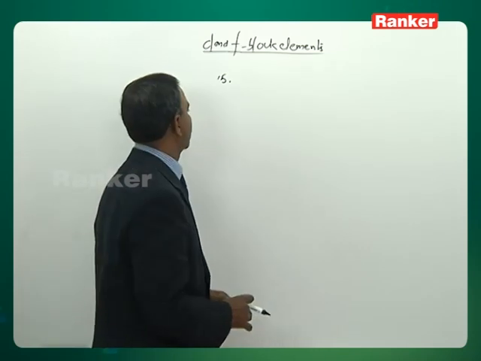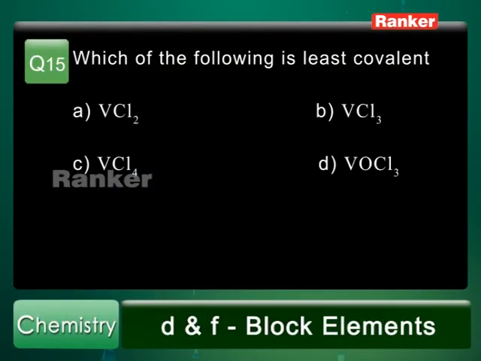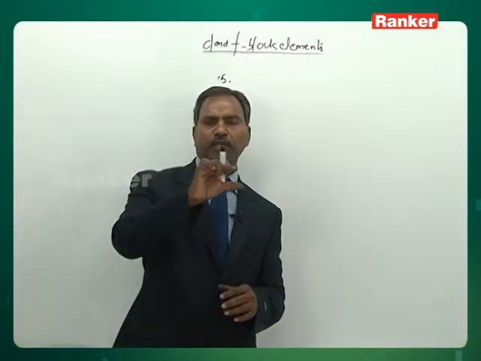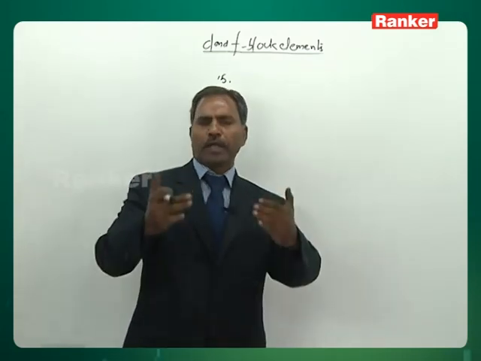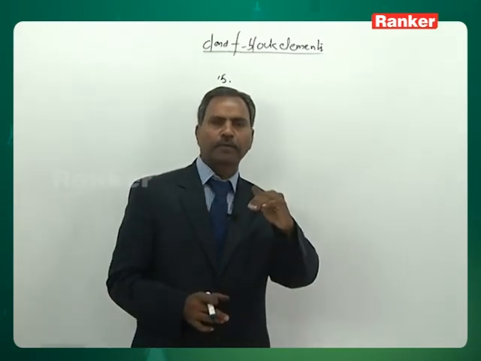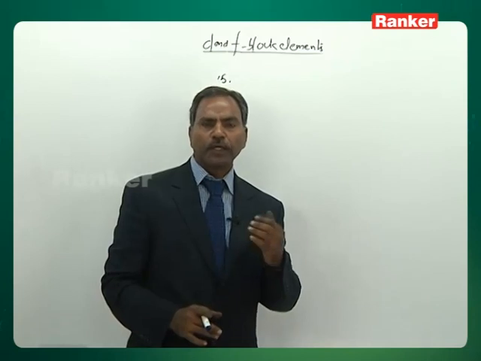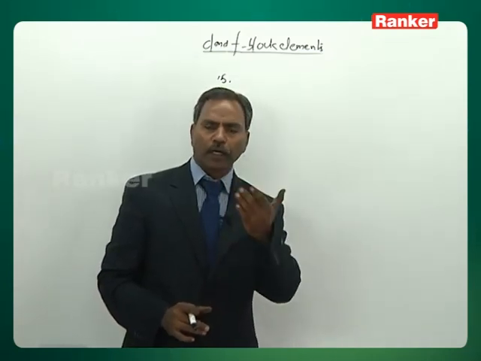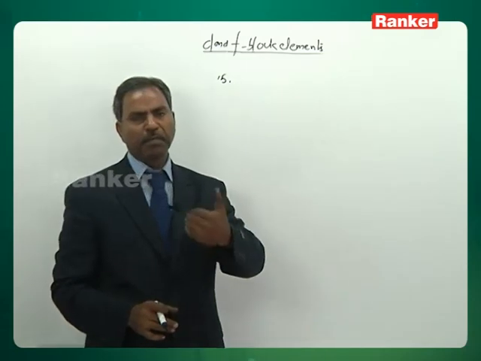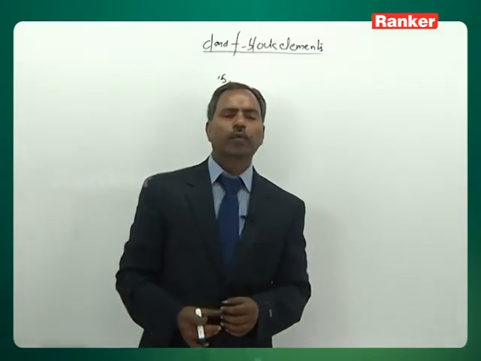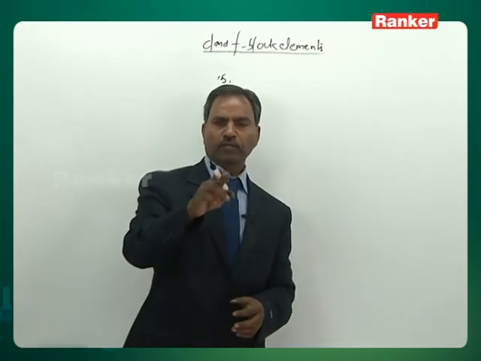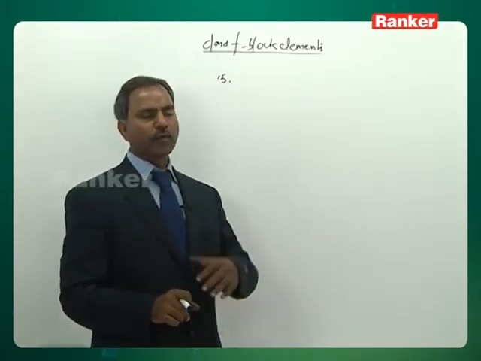Next question, question number 15. Which of the following is least covalent? Whenever such a question appears, among the given options, we are discussing oxidation numbers in d block elements. A metal with different oxidation numbers is given. The lowest oxidation number is more basic or ionic. Wherever the highest oxidation number is there, you have to consider that as more covalent or more acidic. Lowest is basic or ionic. Highest is covalent or acidic. Least covalent means more ionic.